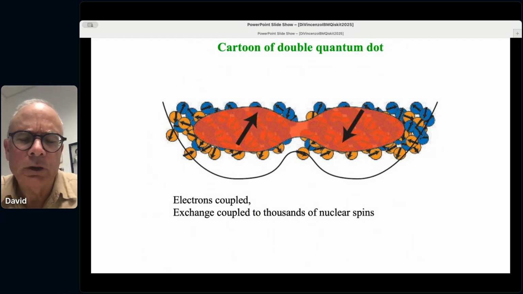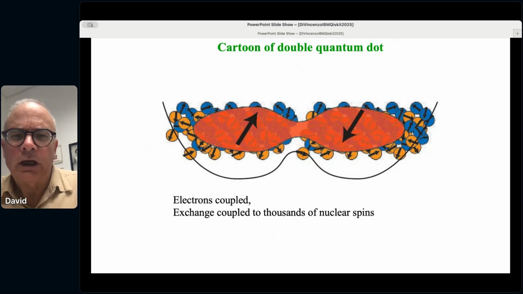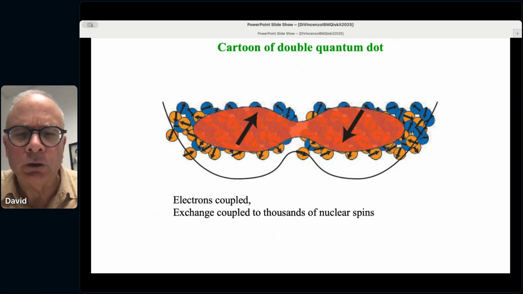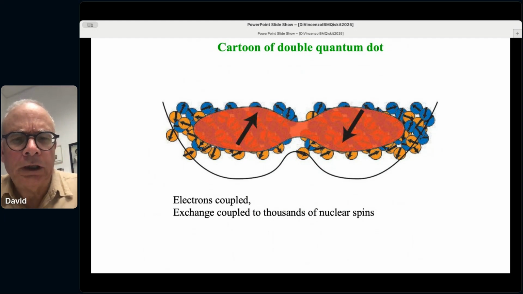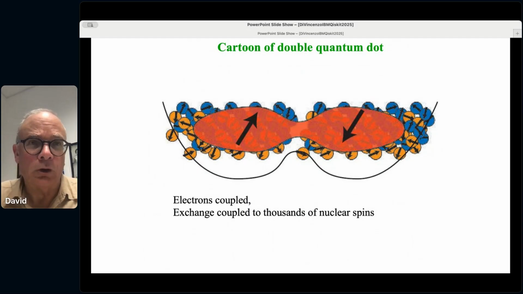What I'm illustrating is a pair of quantum dots. Each of them has an electron in it, very good. These electrons can tunnel couple to each other, also very good. But unfortunately, in these semiconductors, there's a sea of additional spins, which are the nuclear spins. Every single gallium has a nuclear spin, and every single arsenic has a nuclear spin. So you have tens of thousands of nuclear spins participating also.